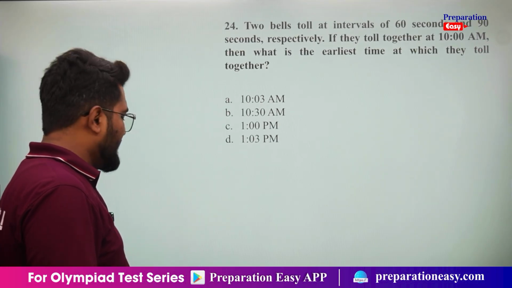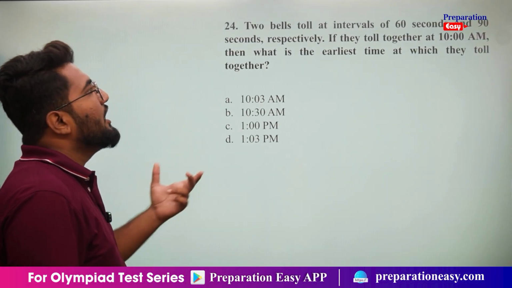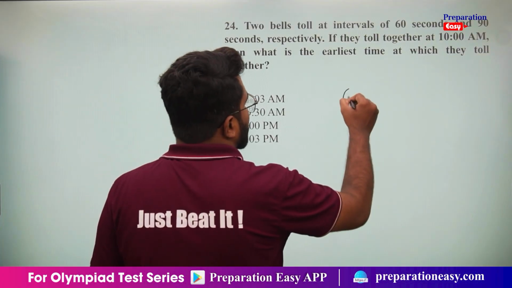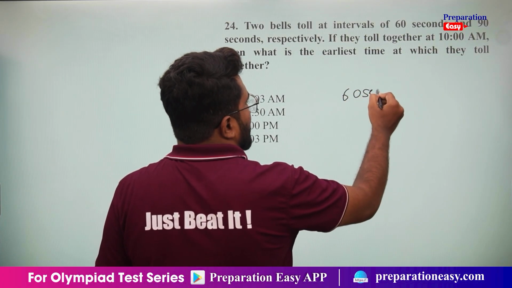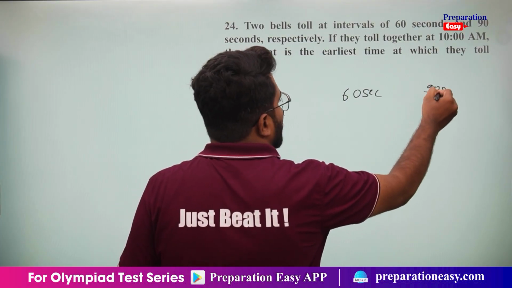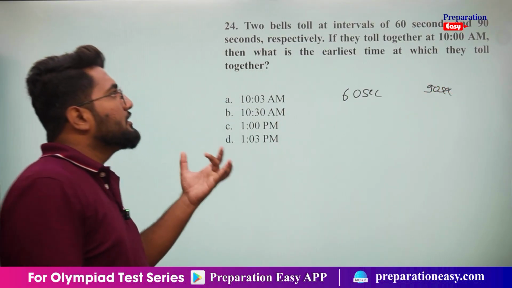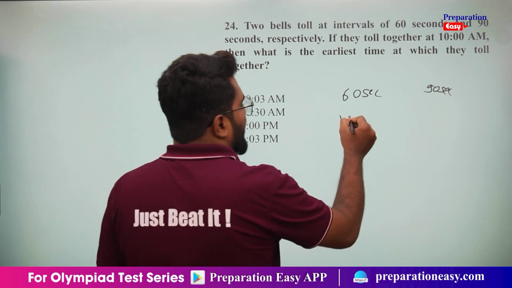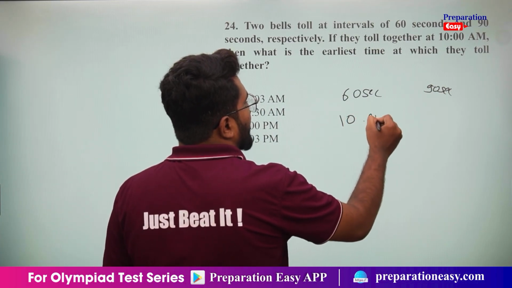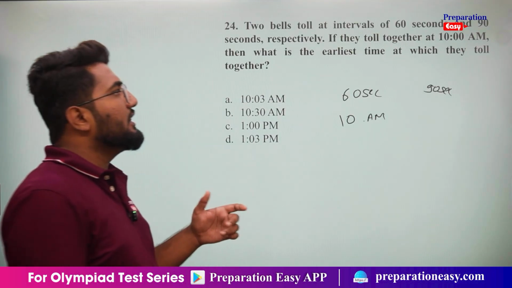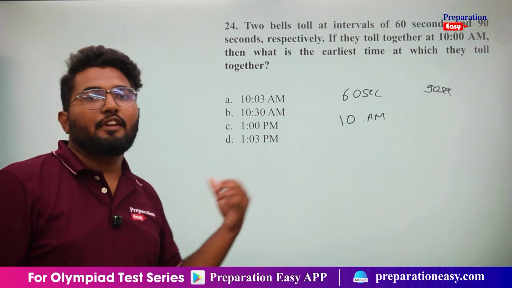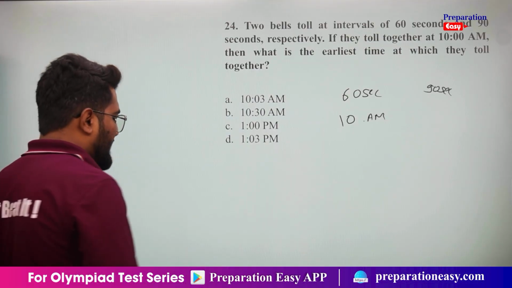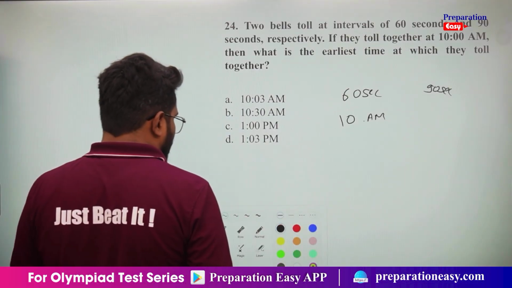Question number 24. Two bells toll at intervals of 60 and 90 seconds respectively. If they toll together at 10 am, we have to find the earliest time at which they toll together. So again we have to find the LCM.